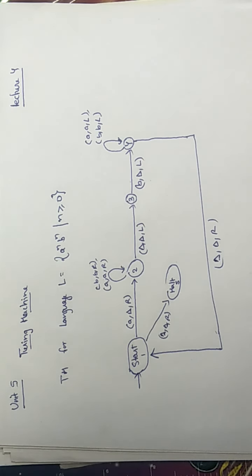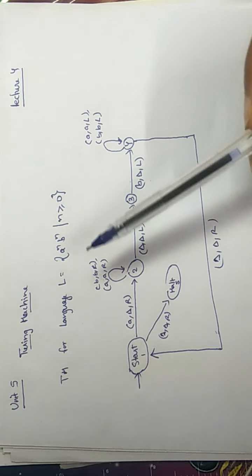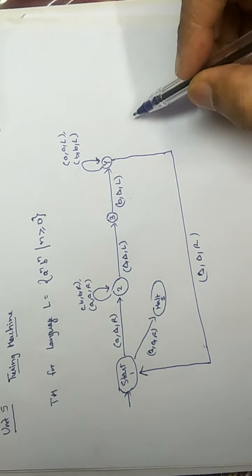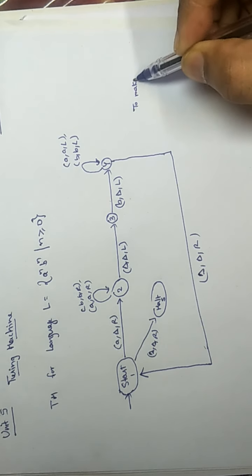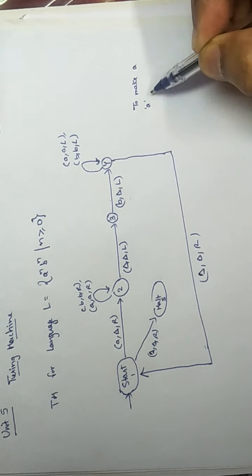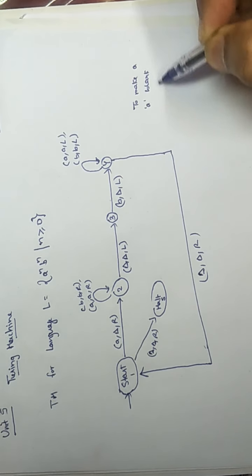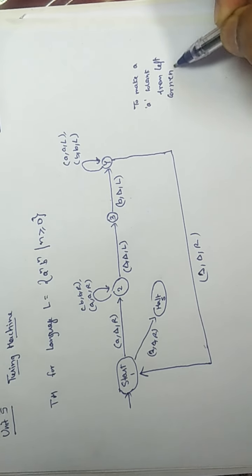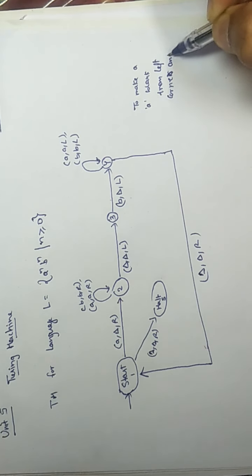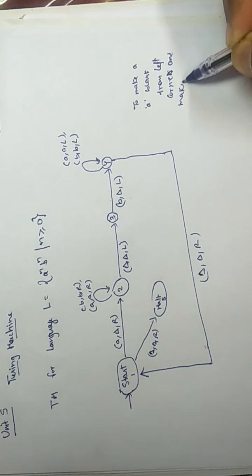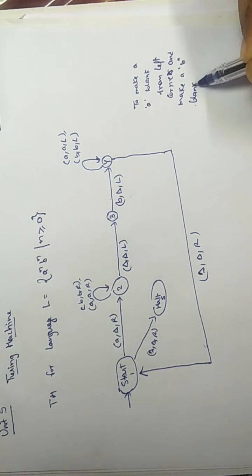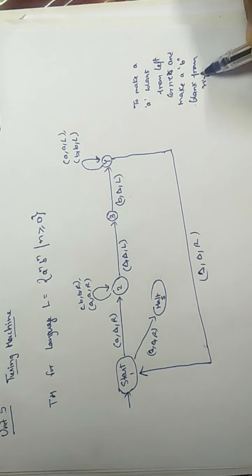Everyone, in lecture 4 of unit 5, and in the last lecture we have designed a Turing machine for the language a raised to power n, b raised to power n, and the logic for designing this Turing machine is to make a blank from the left corner and make a b blank from the right corner.